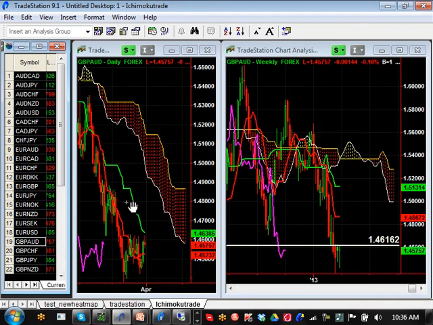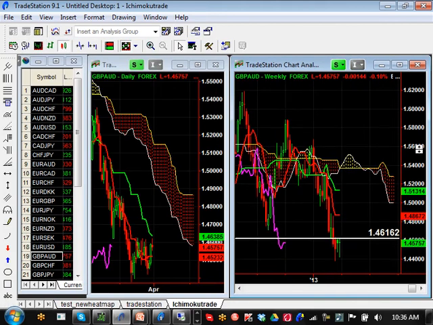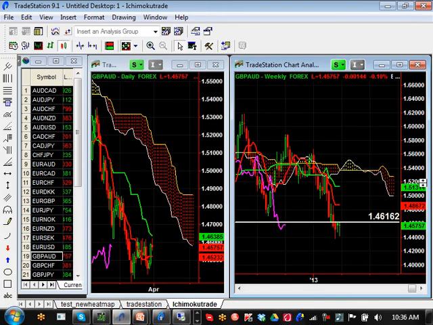Pound Australian. This is bearish trending on both the daily and weekly. Minor resistance on this one is going to be about 46.16.